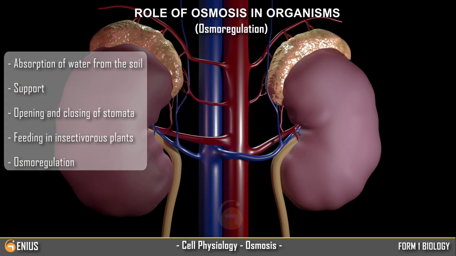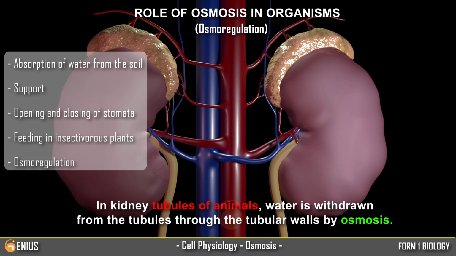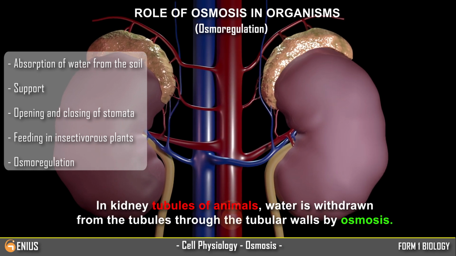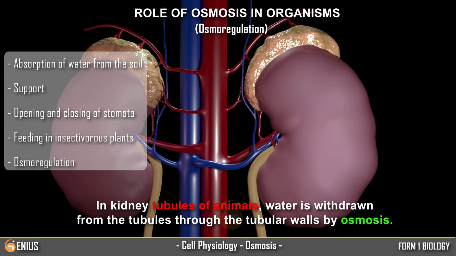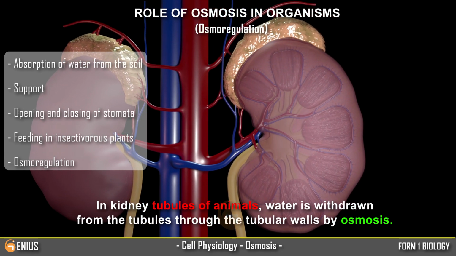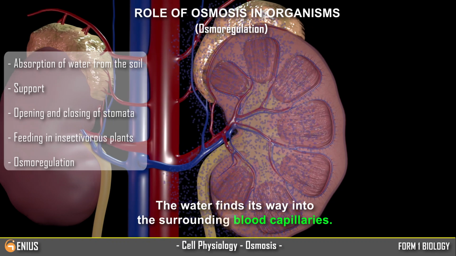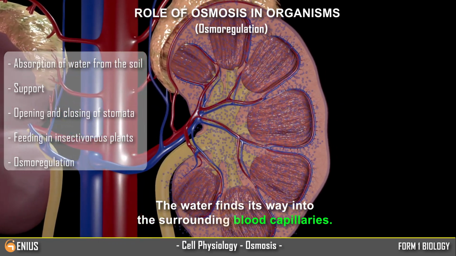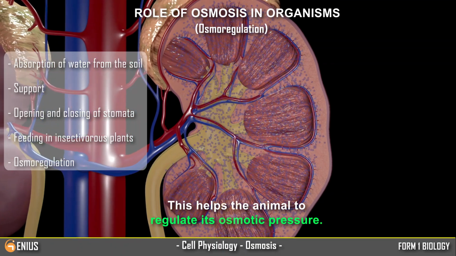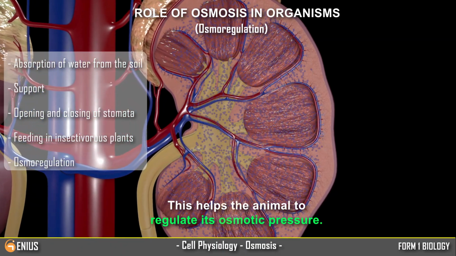Osmoregulation. In kidney tubules of animals, water is withdrawn from the tubules through the tubular walls by osmosis. The water finds its way into the surrounding blood capillaries. This helps the animal to regulate its osmotic pressure.